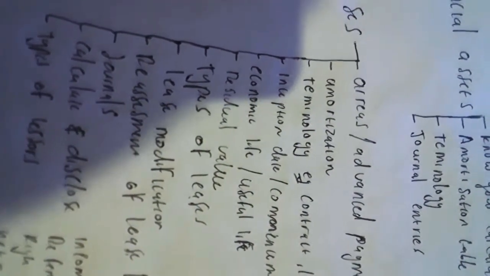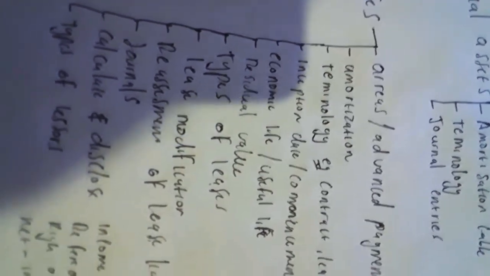Leases, now this is by far the largest chunk of the module. Almost half of the module is based on leases. Now, guys, this is the kind of unit that you cannot cut corners on. You cannot cut corners. You need to know everything. Unfortunately, it's just one of those things that you just have to know everything.